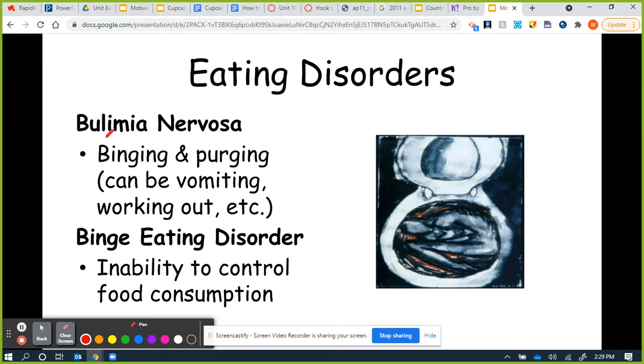Binge eating disorder is people who don't have the ability to control their eating. The difference between binge eating and bulimia is that with binge eating, there is guilt after binging, but there is no purging. They just feel guilty afterwards.